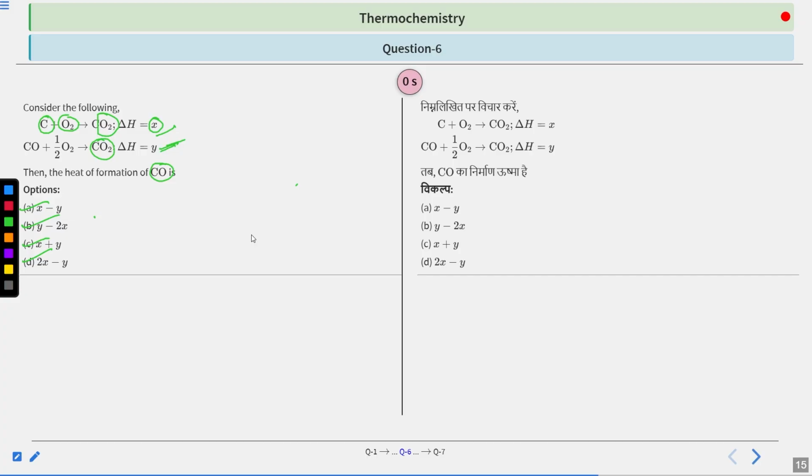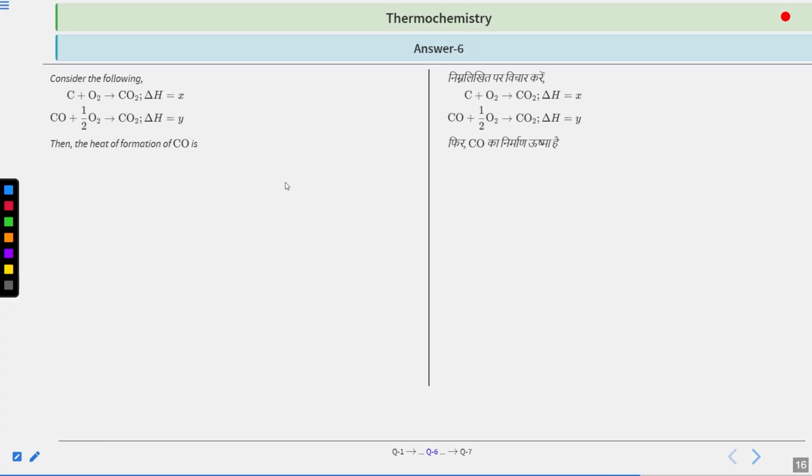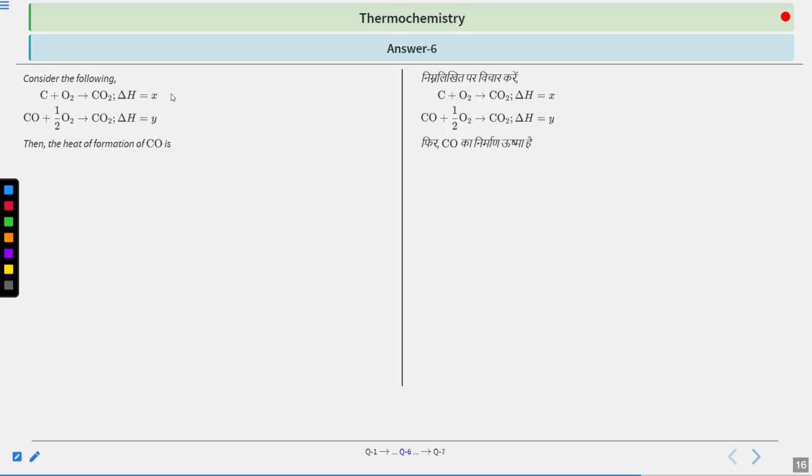Okay, let us see the solution, how I will solve it. The values for the reaction of these two are given, and we have to find it for the third. For those who have solved, the correct answer is A. Now this equation was the first equation.